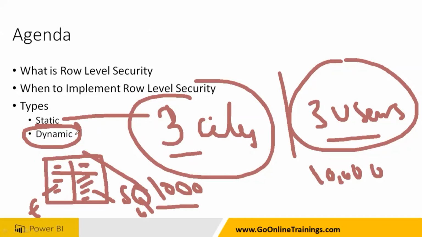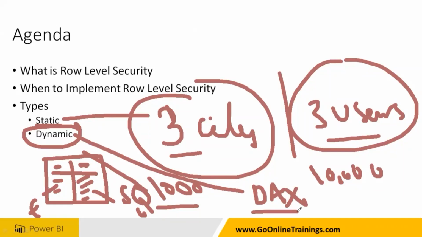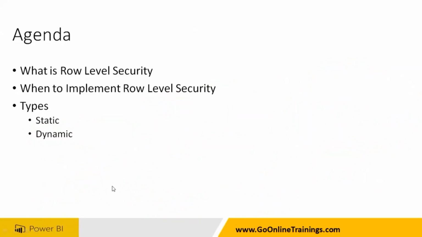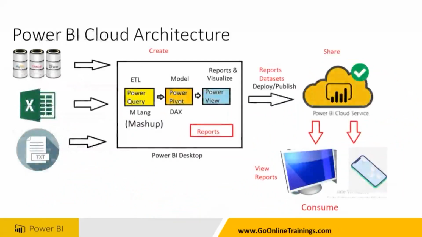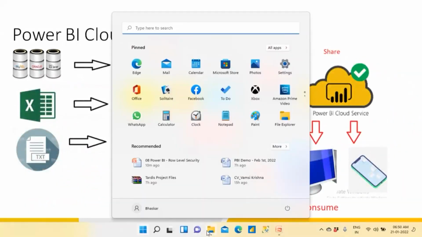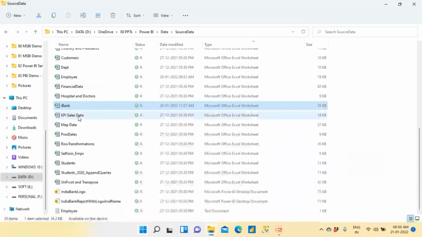In this, we are going to use one DAX query to return who logged in, the user principal name, right? We'll discuss it one by one today. Now it is very, very simple. We'll implement it today. I'm going to use one more data set, the iBank data set. Let us use it today. We are done with the employee data set, right? Let me take the iBank data set.